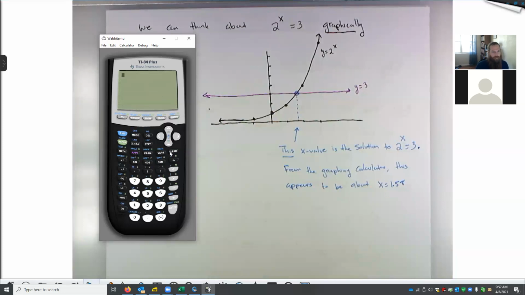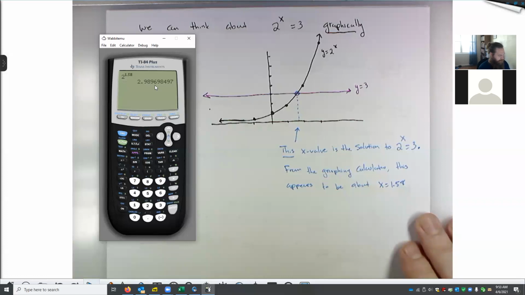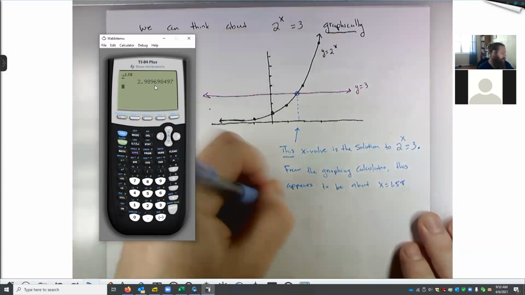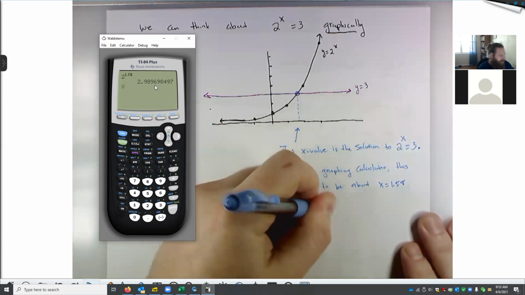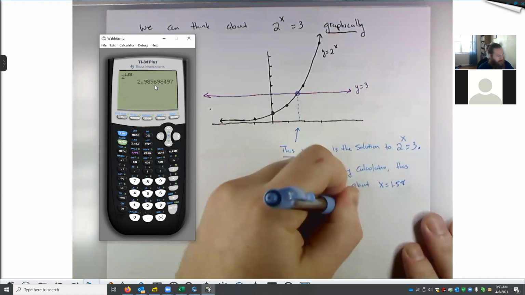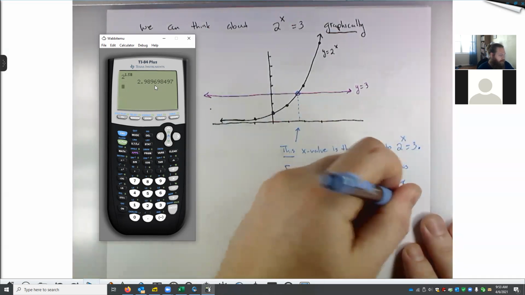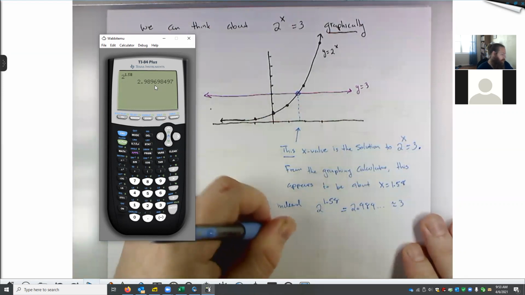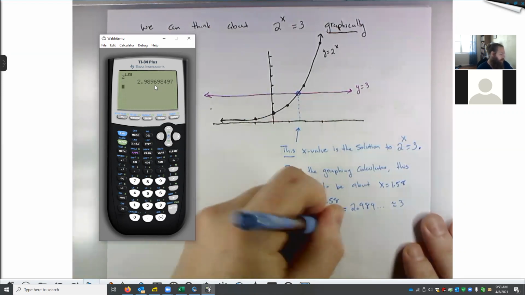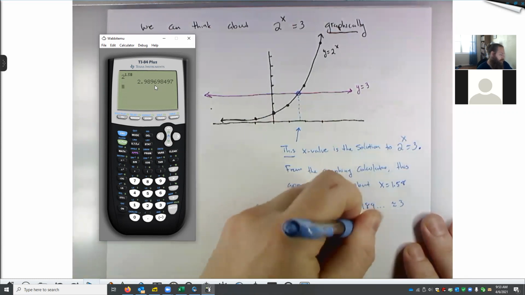And indeed, if we come back here and I type 2 raised to the power of 1.58, I should get something really close to 3. Yeah, look at that, 2.989, very, very close to 3. But what is the exact solution?